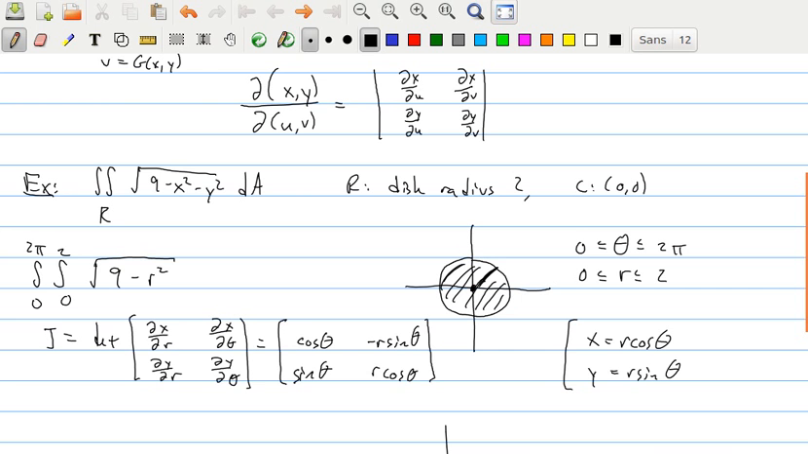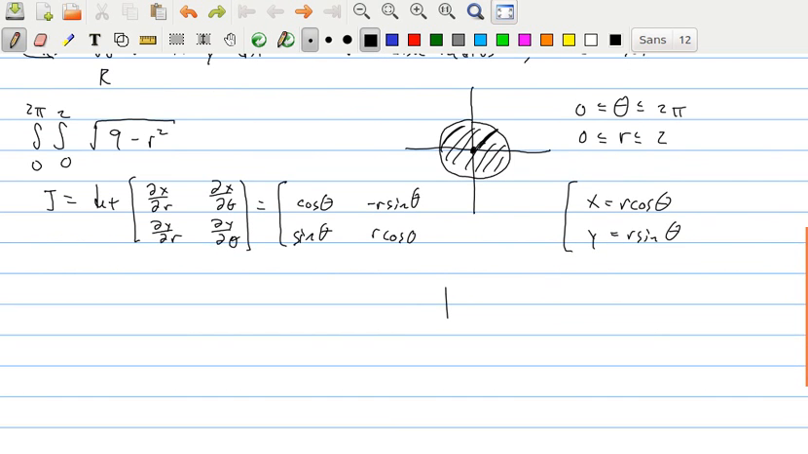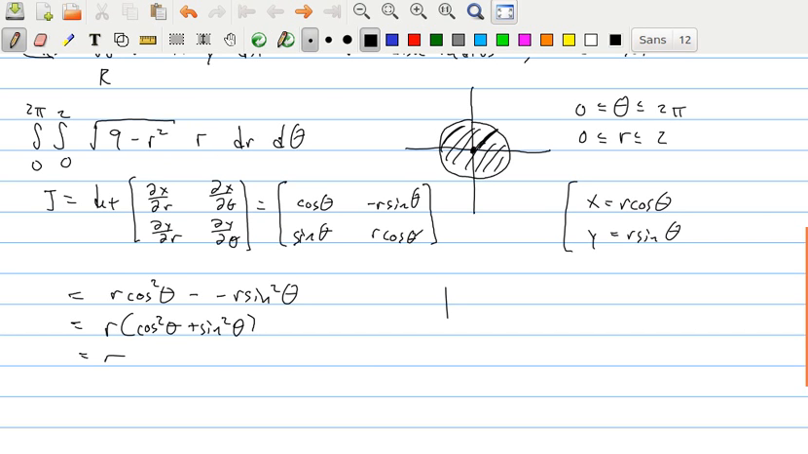So now we go through and evaluate this determinant. And we cross multiply here, we've got r cosine squared theta minus negative r sine squared theta. We can factor the r out here, and we've got cosine squared plus sine squared, which is 1, so that gives us r for our Jacobian. And that's that r factor that we saw coming up in polar coordinates all the time. It's just the Jacobian of the transformation. So we've got our Jacobian in there, and then r is going from 0 to 2, and theta from 0 to 2 pi.